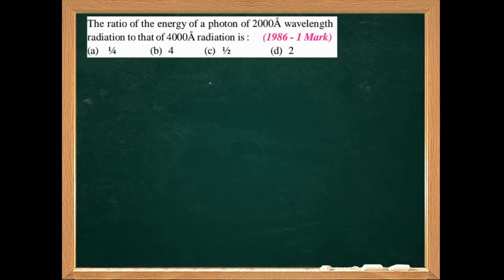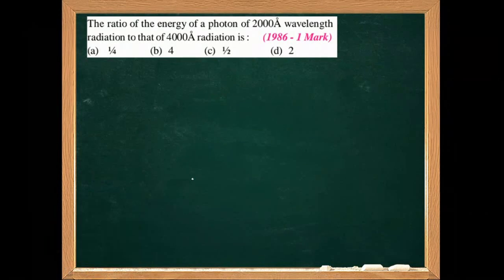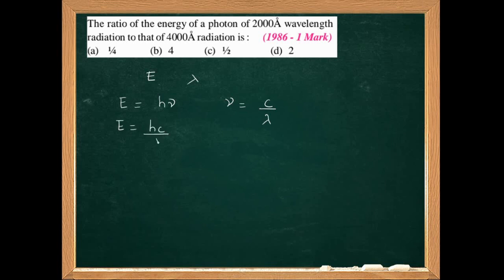Okay. Next, the ratio of energy of a photon of 2000 angstrom wavelength radiation to that of 4000 angstrom radiation is. So this is what they are asking. Now what we know, the relation is asked between energy and wavelength. One relation that we know is energy is equal to h nu, or nu is equal to c, which is speed of light, upon wavelength. So energy is hc upon wavelength.